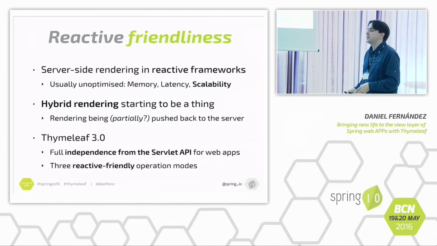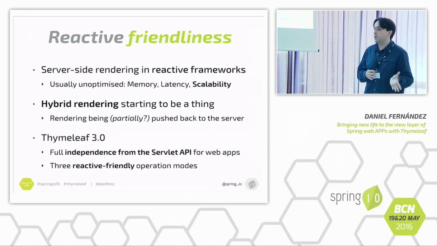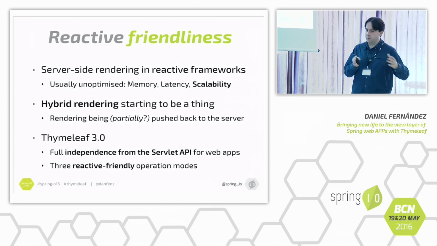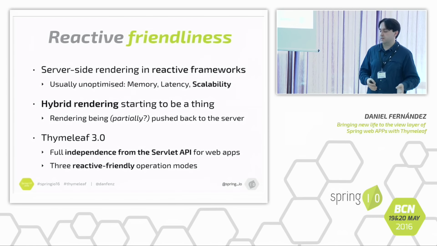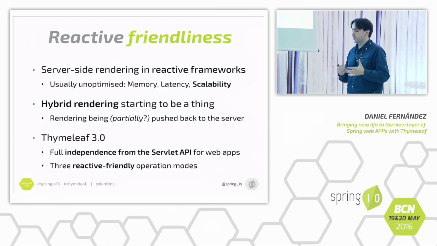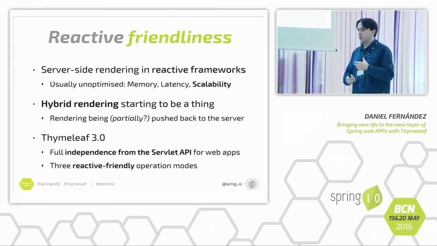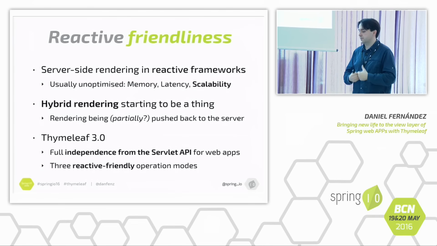That is something that already existed in Thymeleaf 2.1, but for non-web applications. You could do web applications with the servlet API or non-web applications without the servlet API. Those frameworks like, for example, Vert.x that didn't use the servlet API but wanted to use Thymeleaf did have to mock the request, mock the response. It wasn't really beautiful. So now for Thymeleaf 3, we have achieved complete independence from that. You can use it in a web application with full URL support, for example, full context support, even if it doesn't use the servlet API.